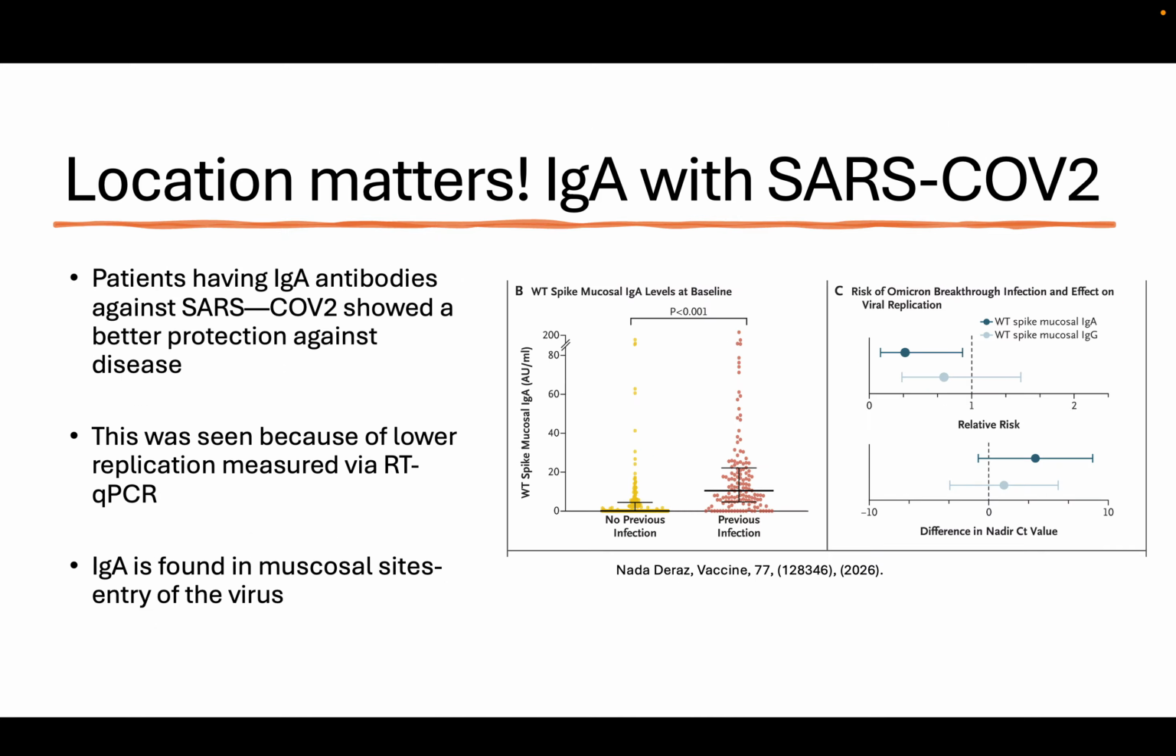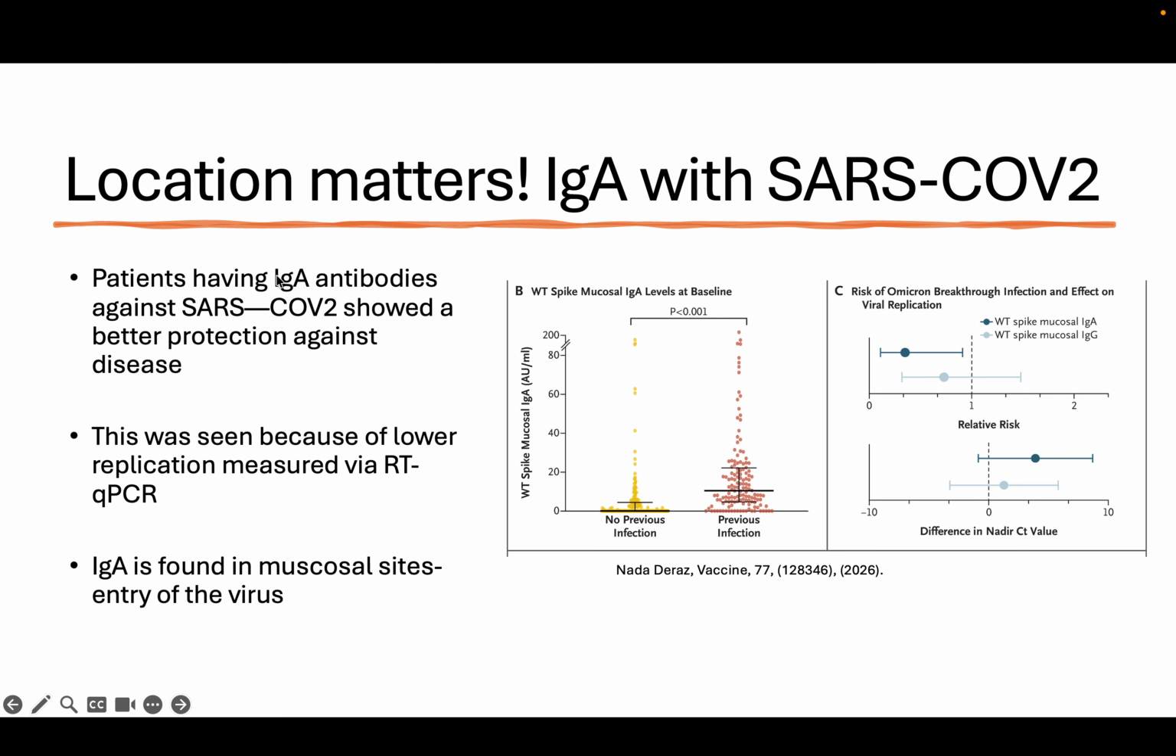So we see this a lot in vaccinations. We see that location matters, specifically with antibodies. Because during the COVID pandemic, we started to see that people who had IgA antibodies against SARS-CoV-2 had better protection.